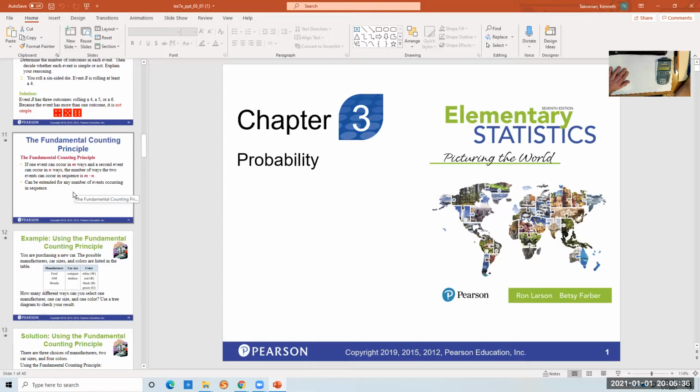The fundamental counting principle is a key concept. If one event can occur in m ways and a second event can occur in n ways, the number of ways the two events can occur in sequence is the product of m and n.